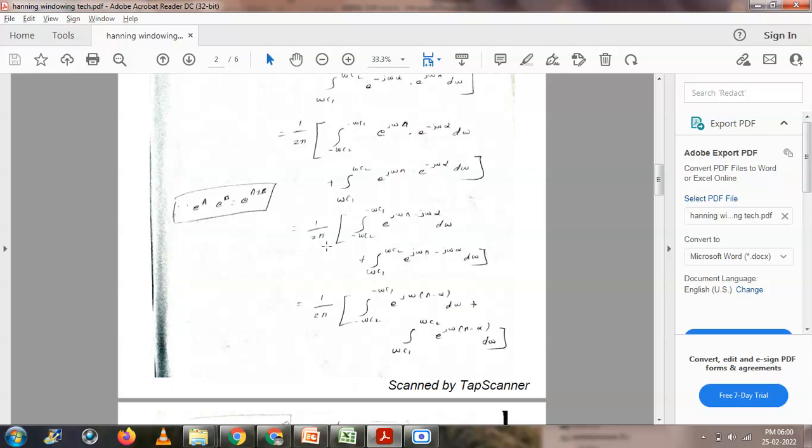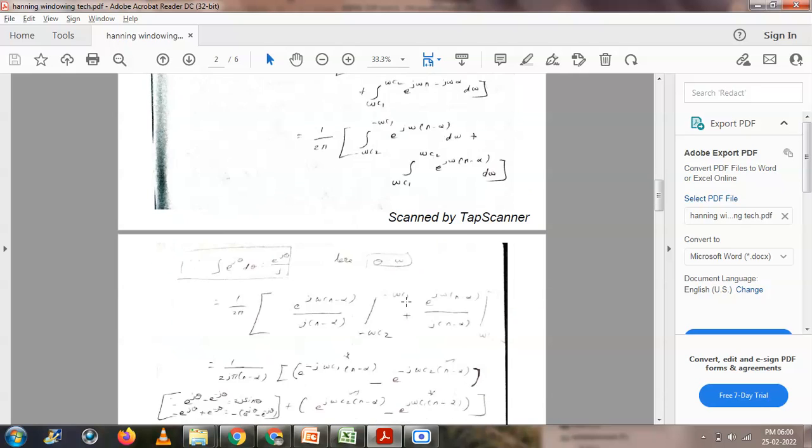Similarly, this is also based on the formula. They will take it from this equation, e power j omega n e power j omega alpha. Then 1 by 2 pi, so integral of omega c2 to omega c1, so e power j omega n minus alpha, they take it from outside. So similarly, omega c1 to omega c2 e power j omega n minus alpha d omega.